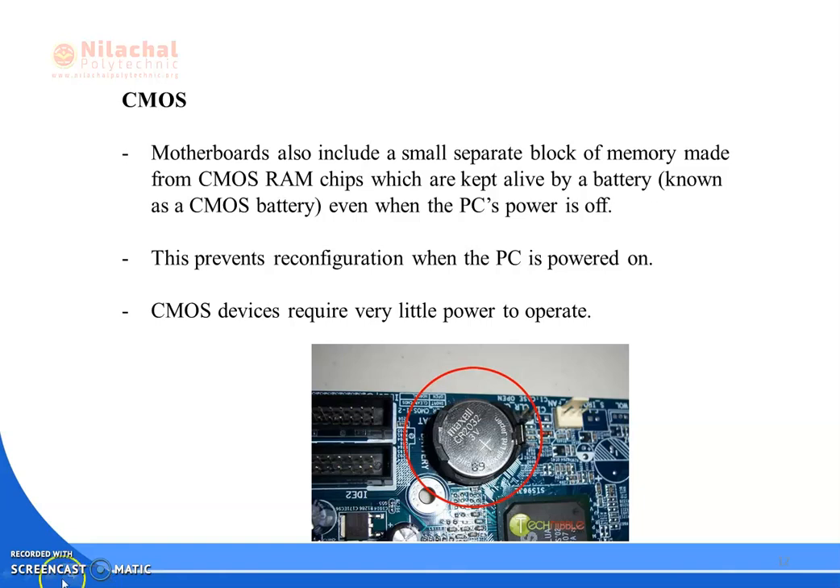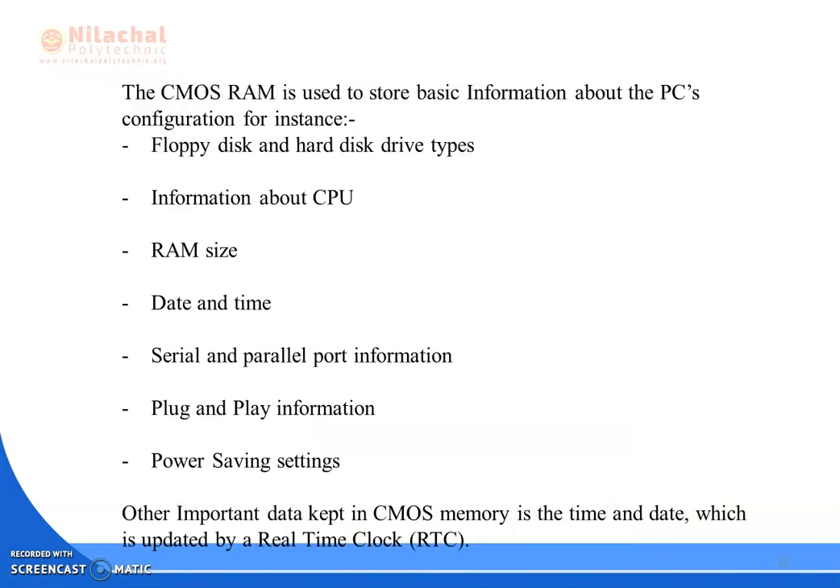We can see in the diagram the CMOS chip here. It is just like a battery cell that is given in a watch. So it keeps alive all the settings or user configuration settings done to the system. This prevents reconfiguration when the PC is powered on. CMOS requires very little power to operate, so it is basically a 3-volt battery. We can see it in the diagram. This is the CMOS 3-volt battery, or we can say the CMOS backup battery.